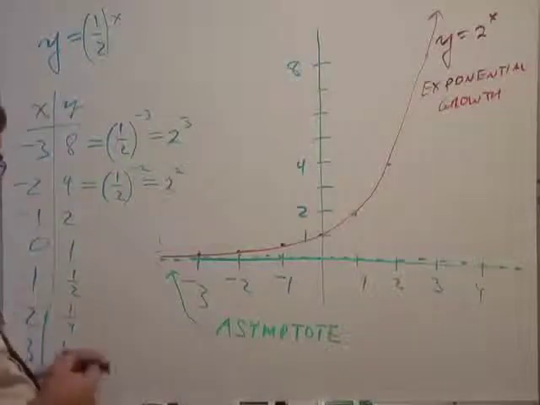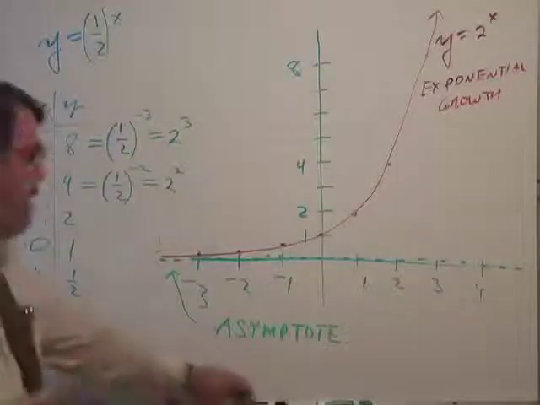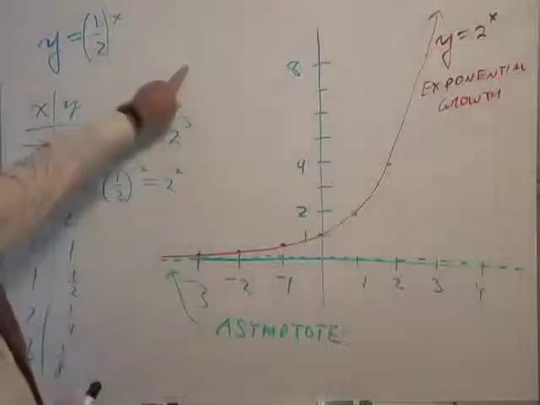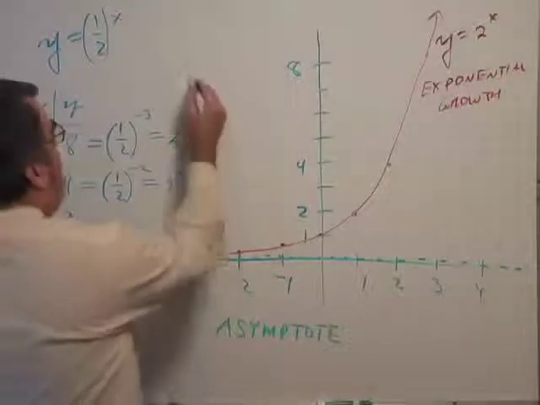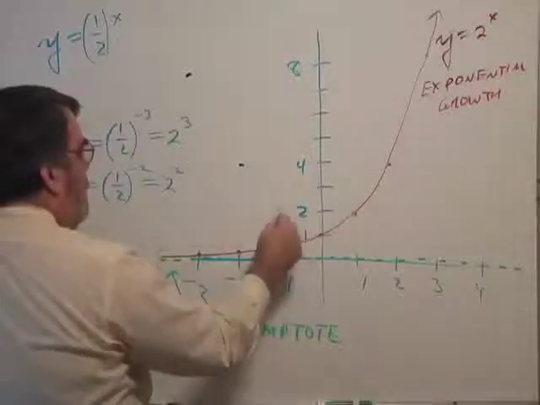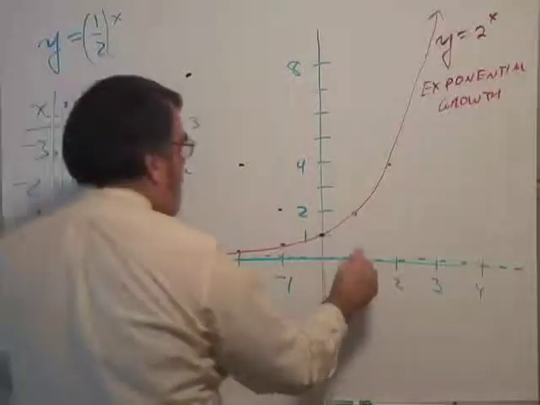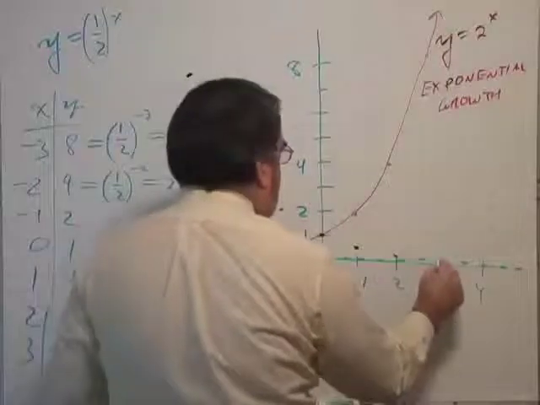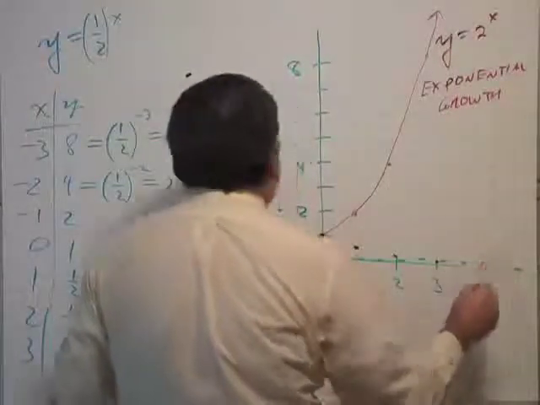All right, so let's plot out this one. And negative 3 plots out at 8. So negative 3 comma 8. And then 4, 2, 1, 1/2, 1/4, 1/8, 1/16.